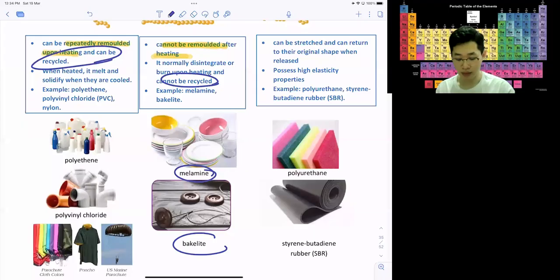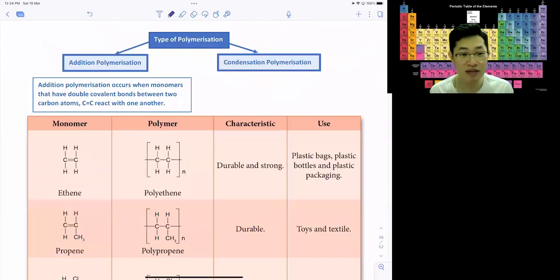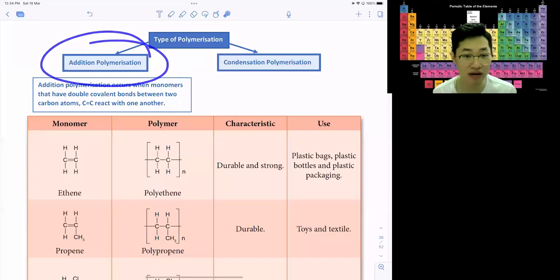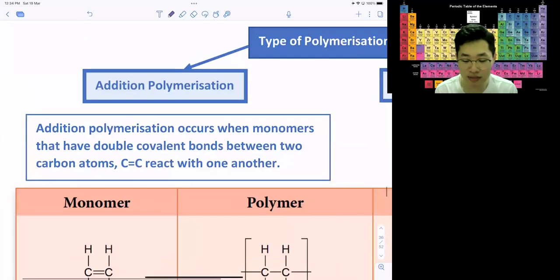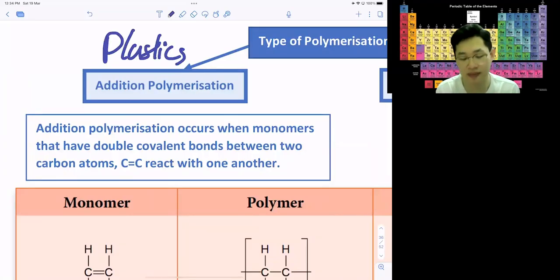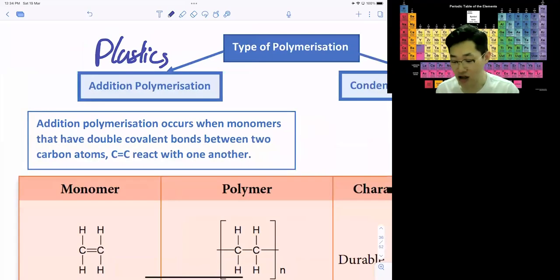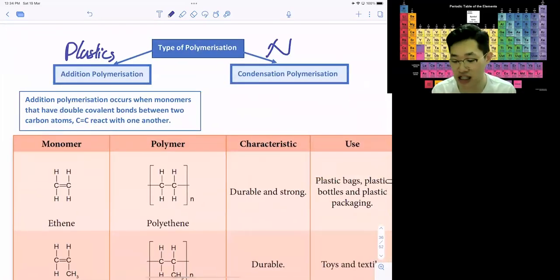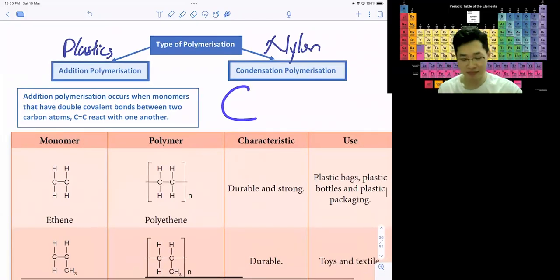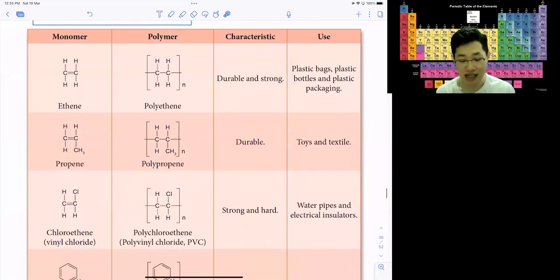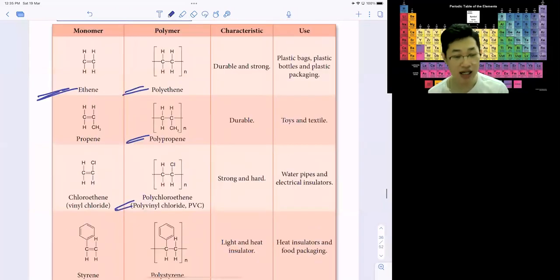Then, types of polymerization. We have addition polymerization and condensation polymerization. Basically, addition polymerization is for all the plastics. Condensation polymerization is for nylon and terylene, the ones for your clothes. As I told you, C for clothes. So these are the examples you have to remember: polyethylene, polypropylene, PVC. At least these three.